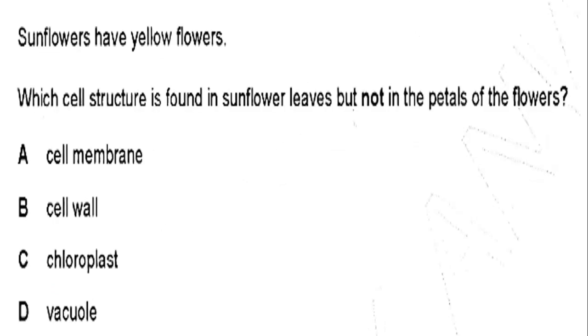Another question, sunflowers have yellow flowers. Which cell structure is found in sunflower leaves but not in the petals of the flower? So if the petals are yellow, they cannot contain chloroplasts, right? But the leaves must be green, so the structure is the chloroplast.